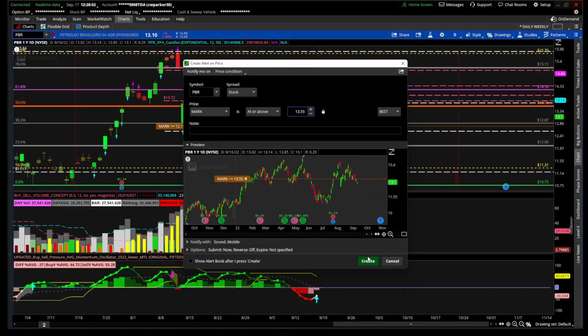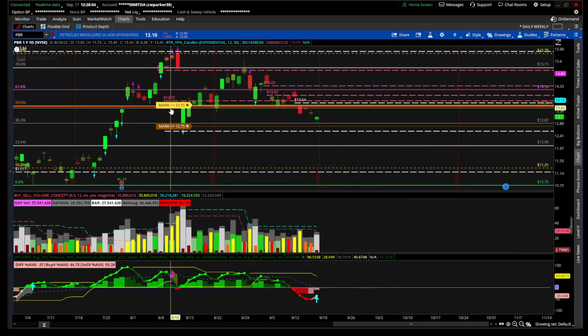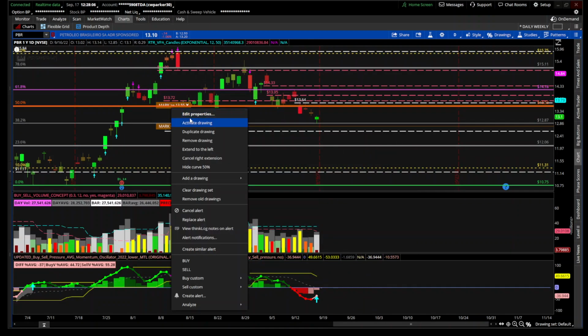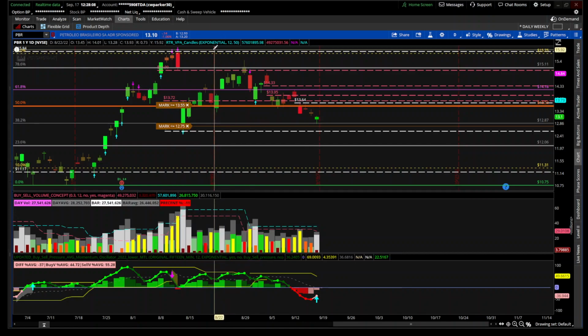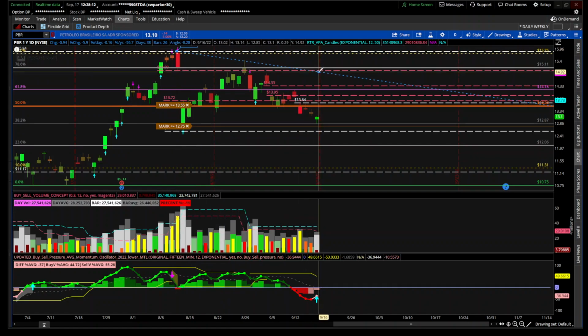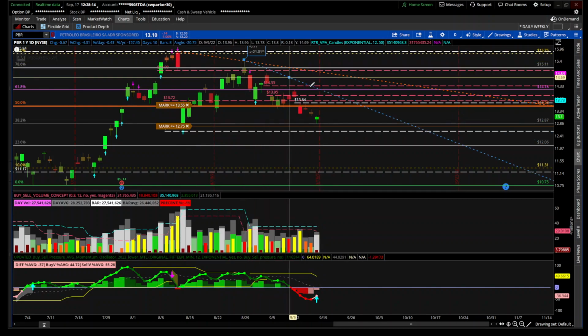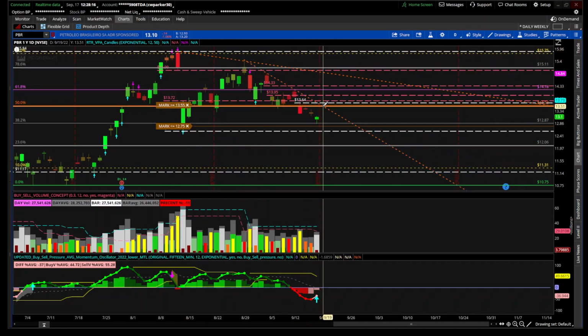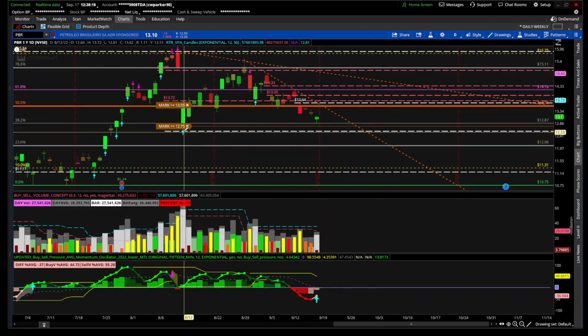We just say 55. 1355. And give us an alert. Let me say downtrend. Connecting all three of those. Channel.